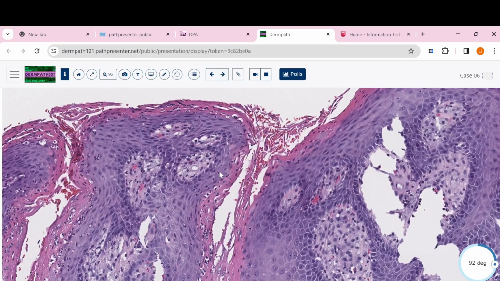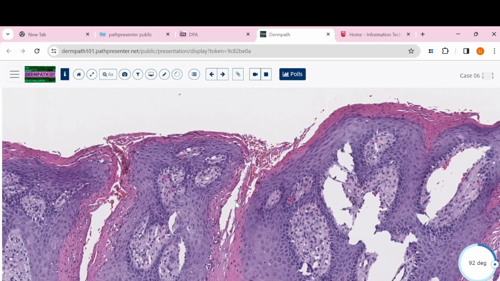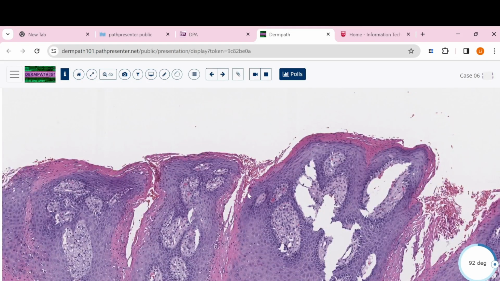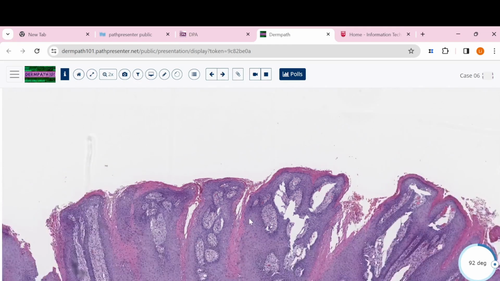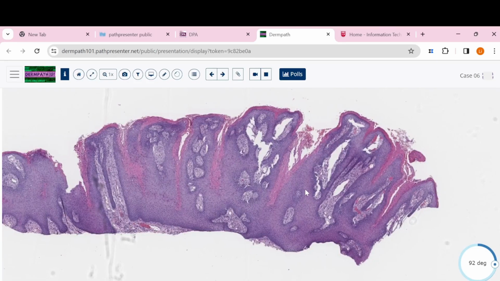Why do we call it xanthoma? Because we can see these foamy changes of macrophages. So this one is not virus related. What we think is that this kind of lesion gets reactive, and then they just get these xanthoma changes. So this is verruciform xanthoma.